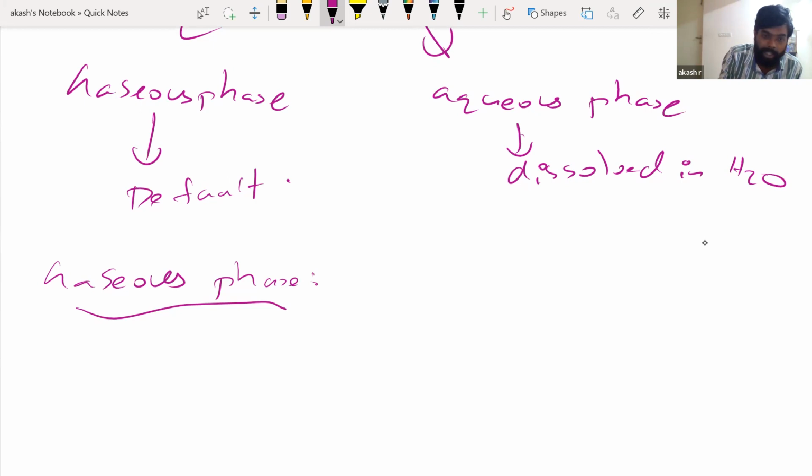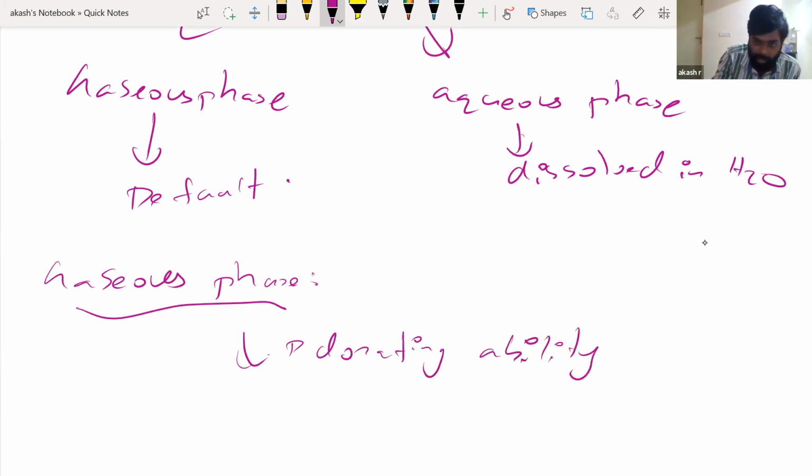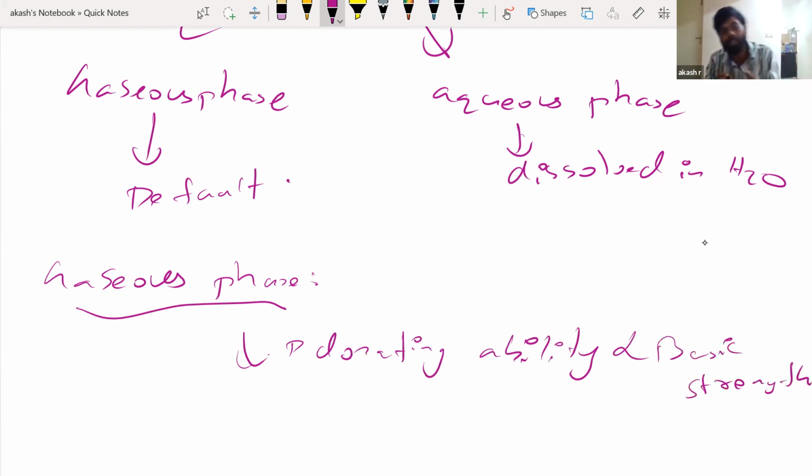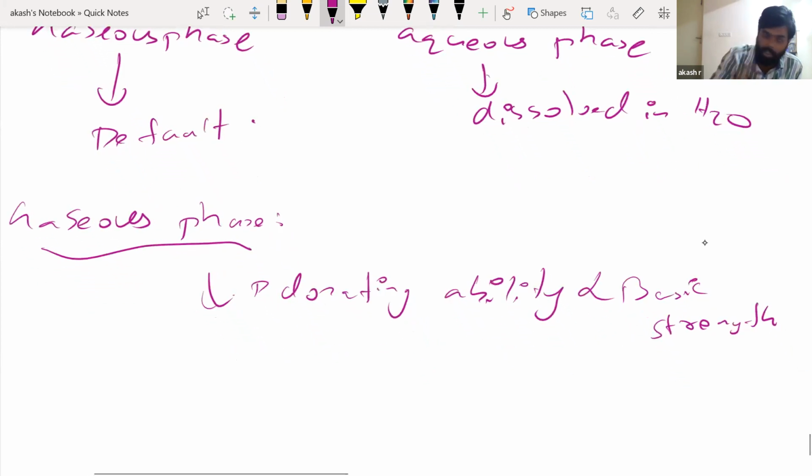So can I say lone pair donating ability, right? How much ability it has to donate the lone pair? Can I say it's directly proportional to the strength of the base, the basic strength? How easily or how much donation can happen from the lone pair, more and more is going to be the basic strength. Now that is one thing we can easily logically understand.